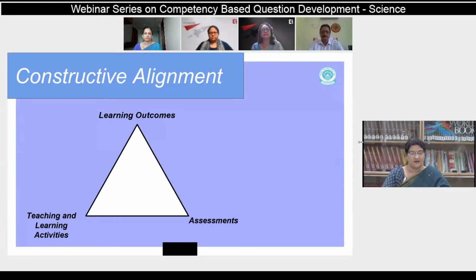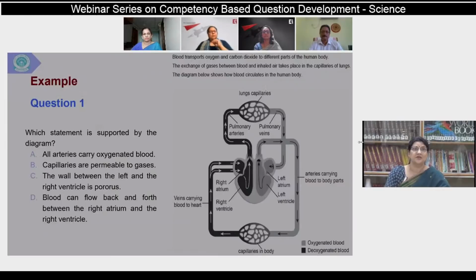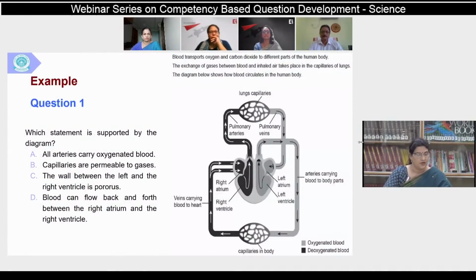So by this, we mean that the constructive aspect is that the student should be constructing meanings through relevant learning activities. And also there should be an alignment between whatever the teacher does to create a conducive learning environment, whatever strategy he or she is adopting, and the learning outcomes of the curriculum. I would also like to give you one example of a competency-based assessment item.